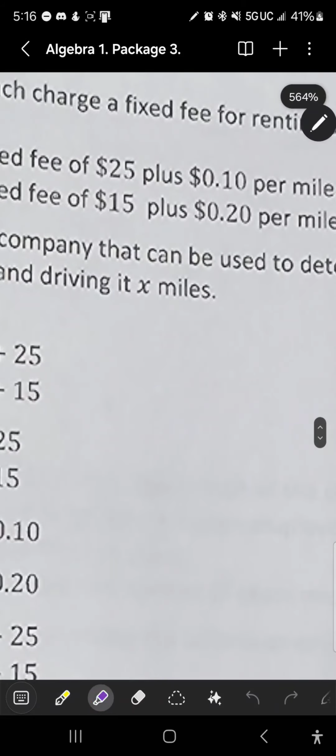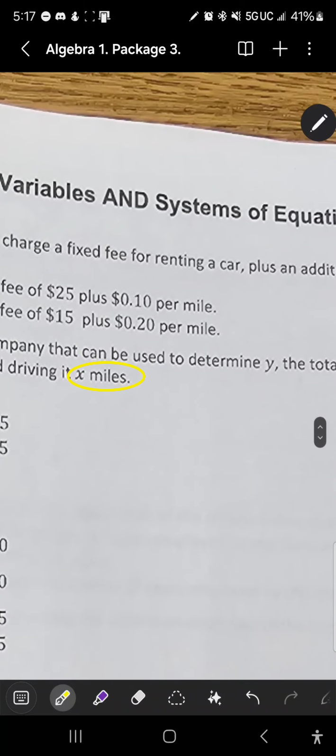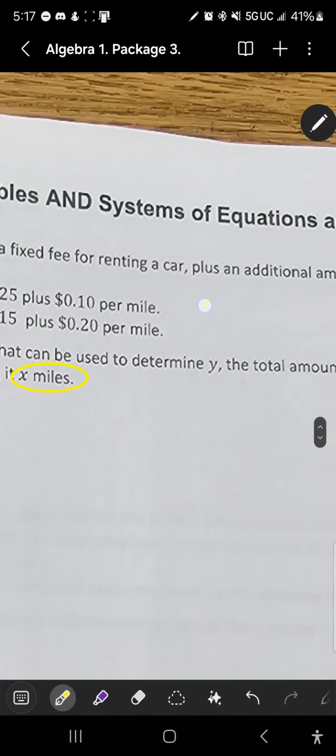Okay, this right here is our clue. Why? Because if they say driving x miles, it means that the miles is the thing that is changing. If the miles is the thing that is changing, we know that the slope is going to be in front of the miles. So if this is $0.10 per mile, this is going to be the slope, because that's the thing that depends on the x miles. So I know that this is going to be 0.10x.